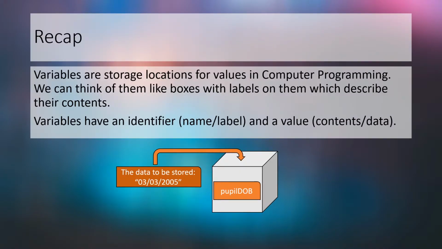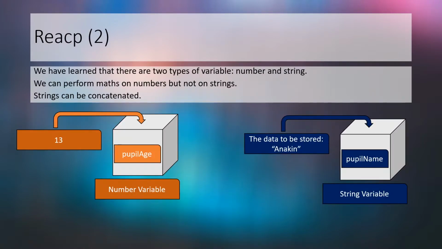In the last few lessons we've been looking at variables. Variables are like storage locations for values inside our computer programs. We've compared them to boxes with labels on the front to describe what contents they hold within. The labels are known as identifiers and the contents of the boxes are known as values or data. We've also looked at the fact there are two types of variable, number variable and string variable.